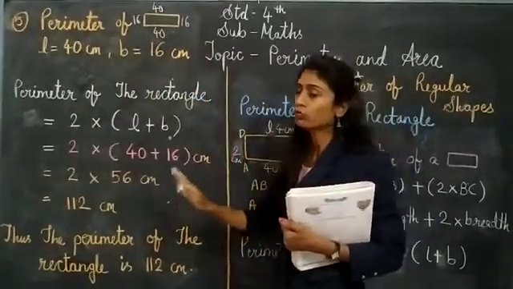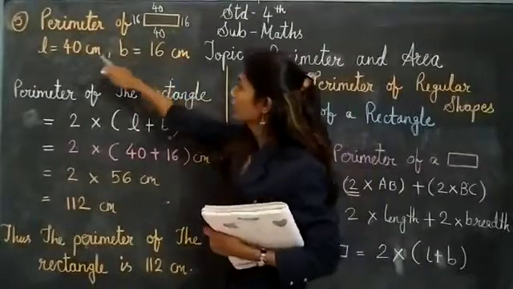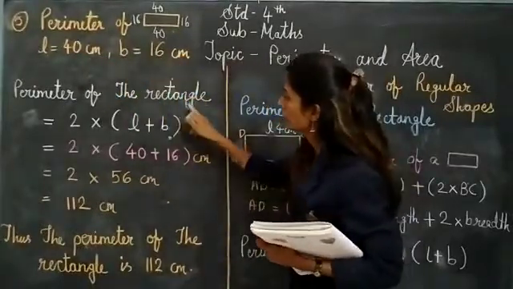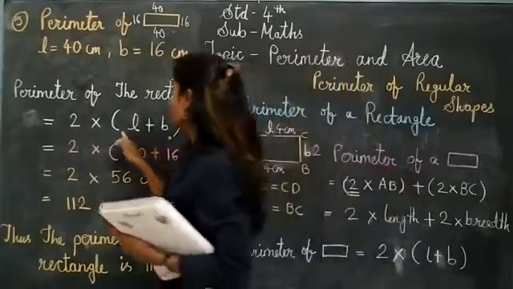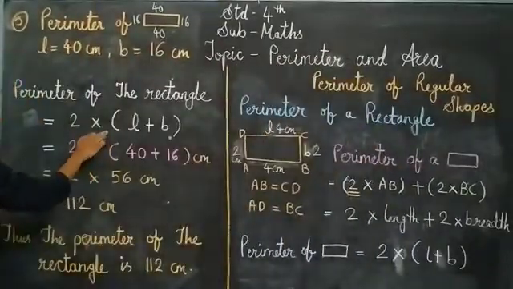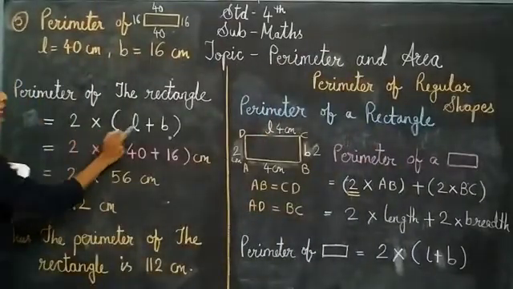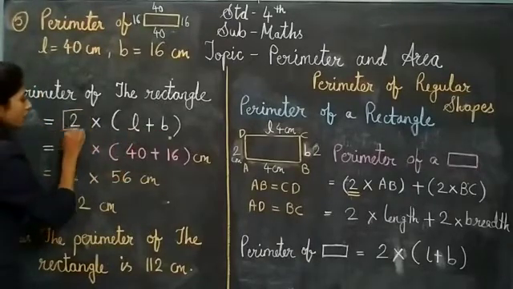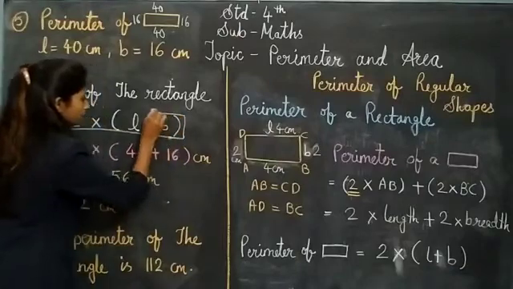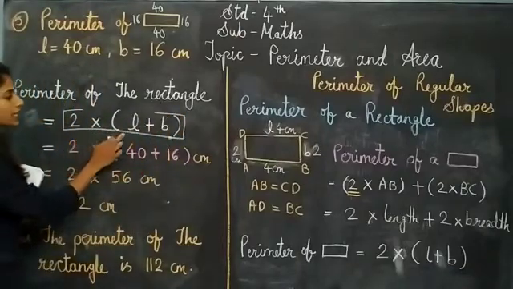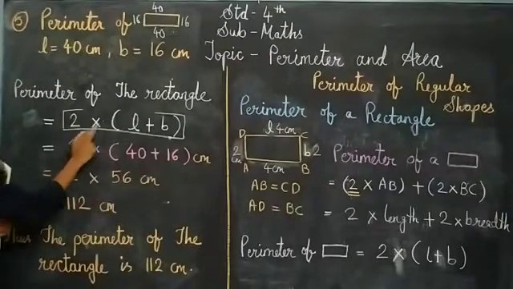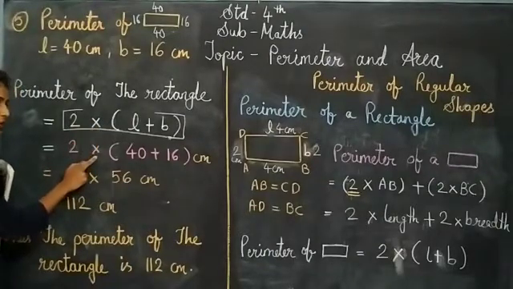Children, what do we know for this? We know that length is given and breadth is given. So let us find the perimeter of the rectangle. Again, what is our formula for that? Our formula is 2 multiplied by (length plus breadth). Okay, this is the formula and you have to learn this formula. 2 multiplied by (length plus breadth). So 2 will come here as it is. The sign of multiply will come as it is.